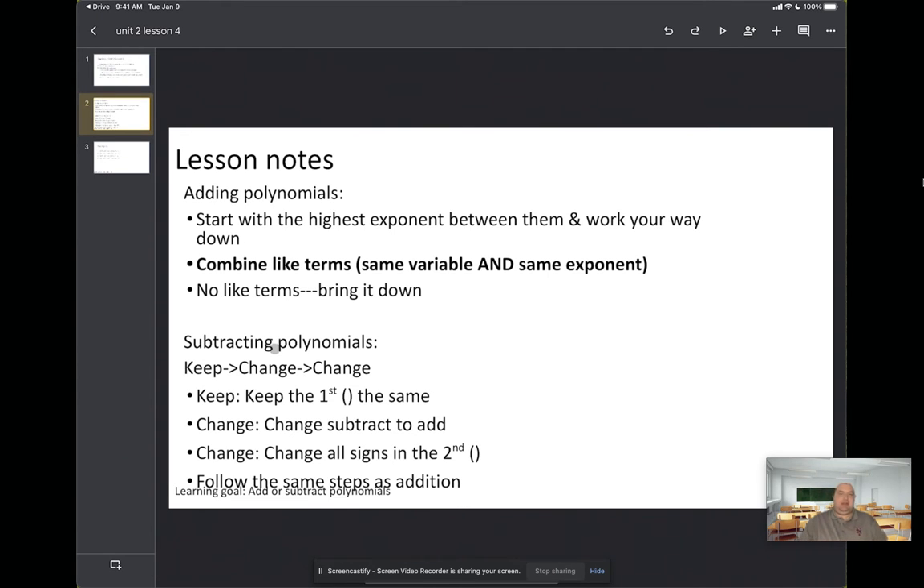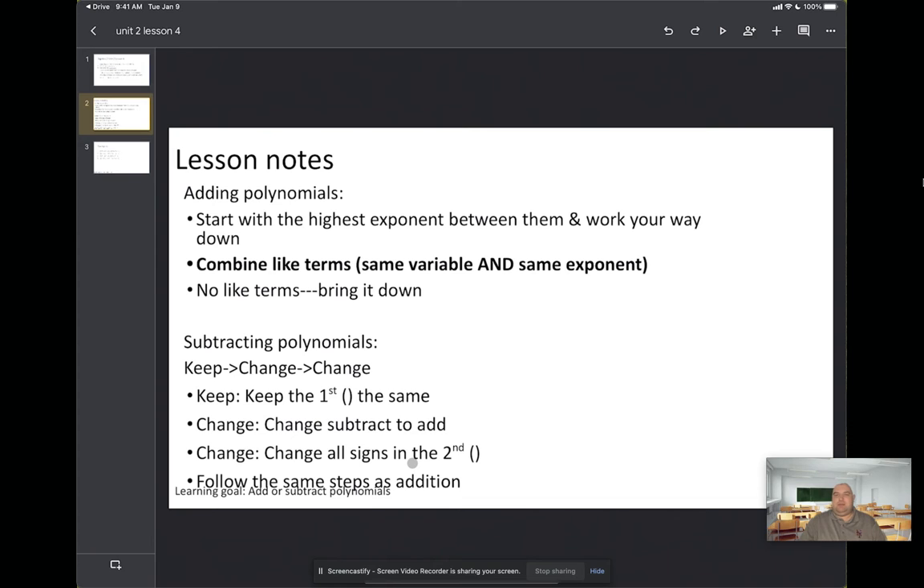When we're subtracting polynomials, it's going to be very similar, except what we're going to do is change our subtraction problem into an addition problem. And we're going to do that by using this keep, change, change saying. So keep, meaning keep the first one the same. Change subtract to add. And then change all signs in the second one.